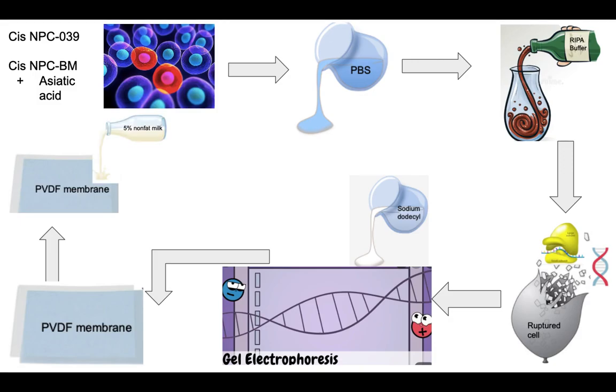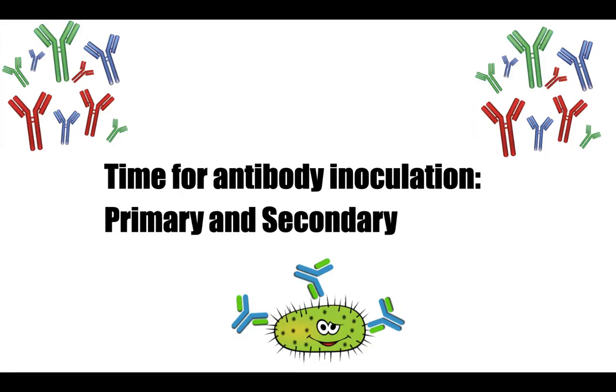The addition of 5% non-fat milk is added to the PVDF membrane in order to fill up any gaps that are there, such that when we inoculate with the antibodies, this ensures that the antibodies will only bind to the proteins of interest and not to any gaps. This increases the validity and the accuracy of the results. Following that, they are washed with TBST solution to remove any of the milk.